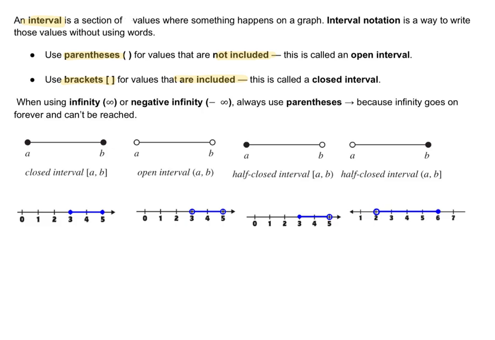There are two different sets of parentheses and brackets that we use depending on whether we are including or excluding a number. We use parentheses for values that are not included. This can be shown with an open circle or something that looks like a hole, and this is called an open interval. Now we use brackets for values that are included. This is signified by solid lines or closed-in circles, and this is called the closed interval.